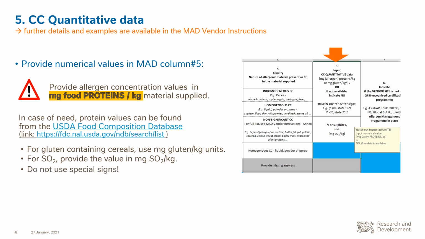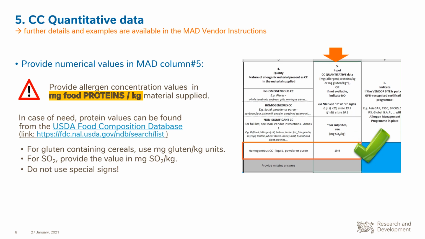Do not use special signs like the less than or the more than signs. As an example, if the maximum content is less than 20 milligram proteins per kilogram, state 19.9 in MAD column 5. Finally, if no analytical data is available, for example, if no quantitative analytical method exists, and if the maximum allergen concentration cannot be evaluated as detailed in the MAD vendor instructions, type no in MAD column 5.